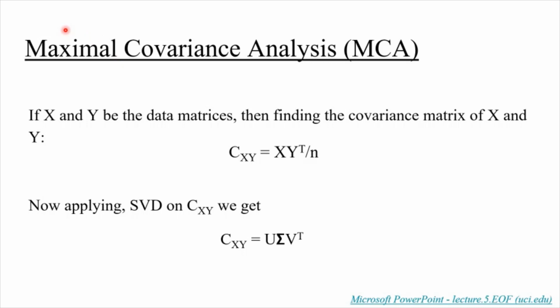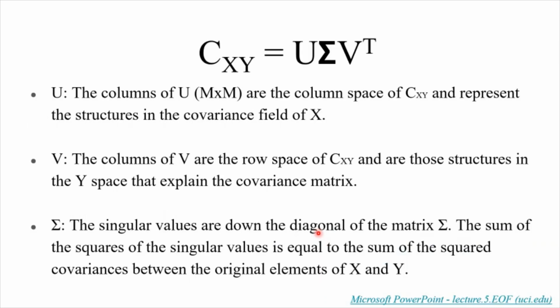So now we will discuss maximal covariance analysis, MCA. Let X and Y be the data matrices. First we begin by finding the covariance matrix of X and Y, which is equal to X Y transpose divided by N. Here N is the time dimension. Now, similar to EOF, we apply SVD on the covariance matrix, which will give us U into sigma into V transpose. This U and V are not similar to what we get in EOF. So what are these U and V?